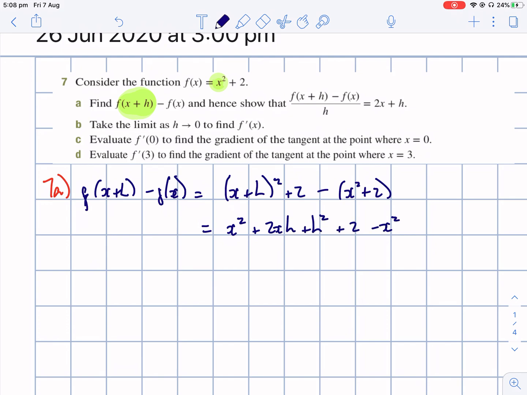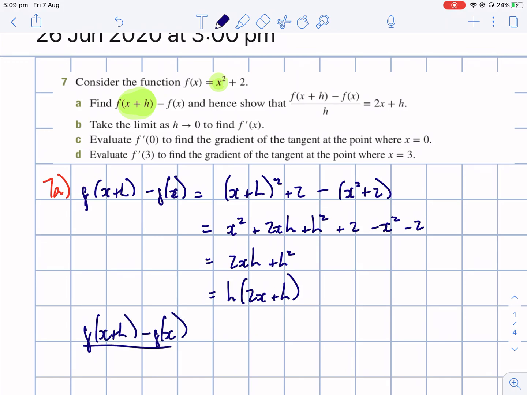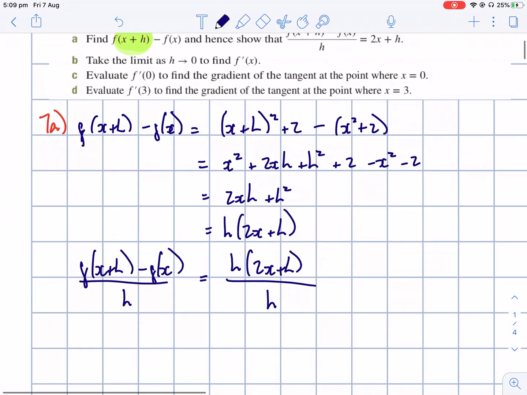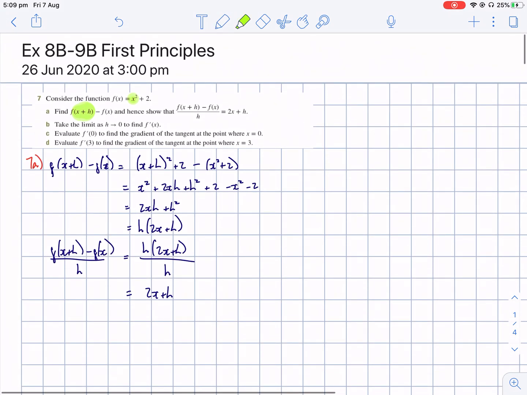Take x squared, take 2. The x squareds cancel out, the 2's cancel out. I've got 2xh plus h squared, which is the same as h outside of 2x plus h. Now, if I then want to find f of x plus h minus f of x over h, which is just what we found over h, you can see that it simplifies to just 2x plus h, yeah? Very useful.